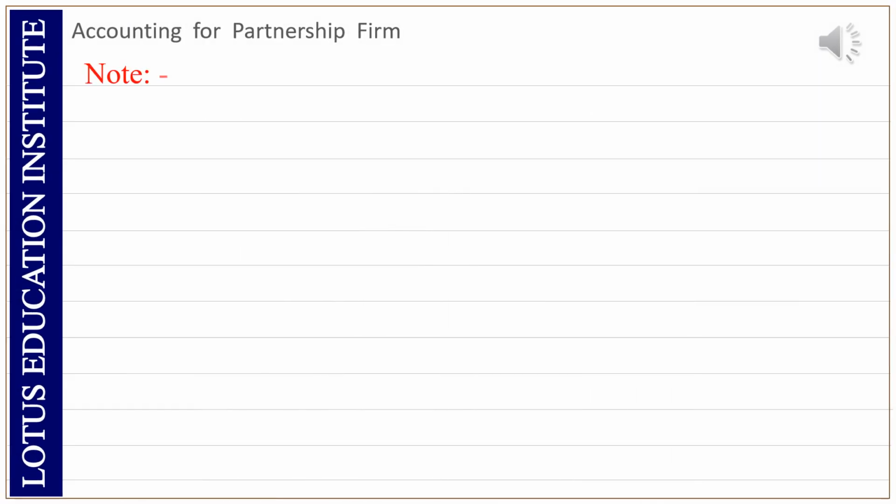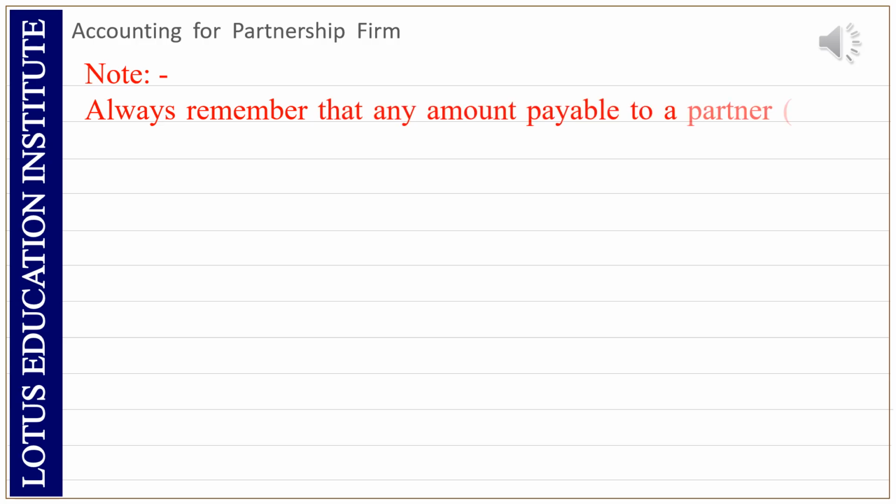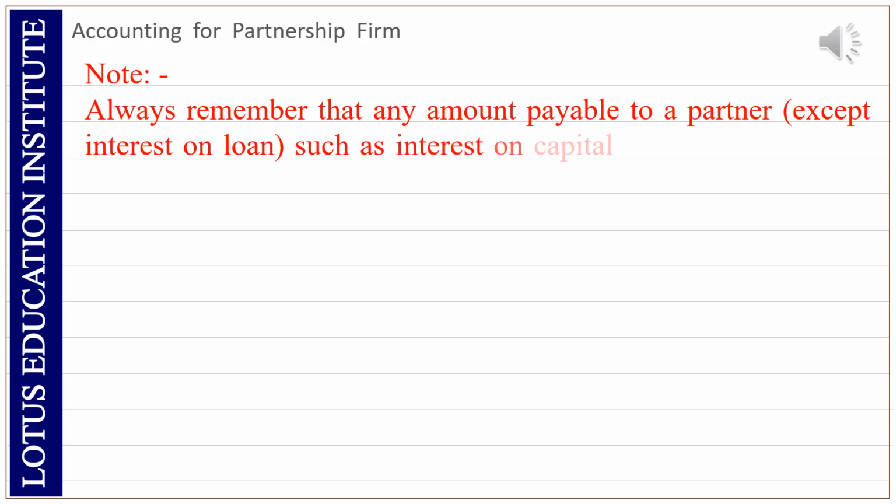Note: always remember that any amount payable to a partner, except interest on loan, such as interest on capital, salary, commission, etc., is an appropriation of profit.